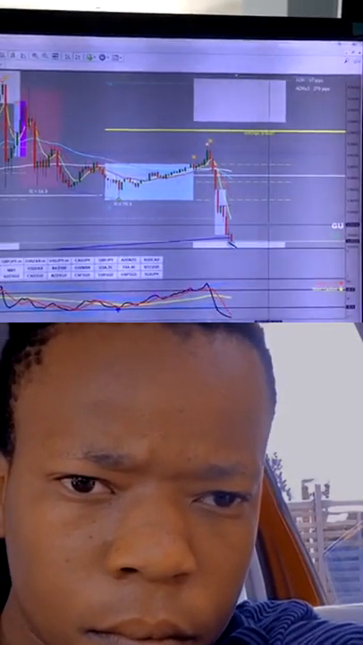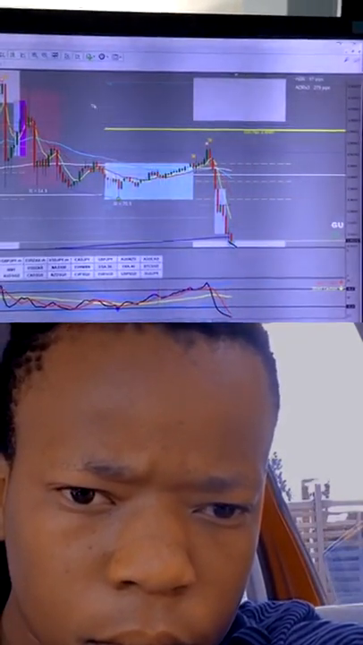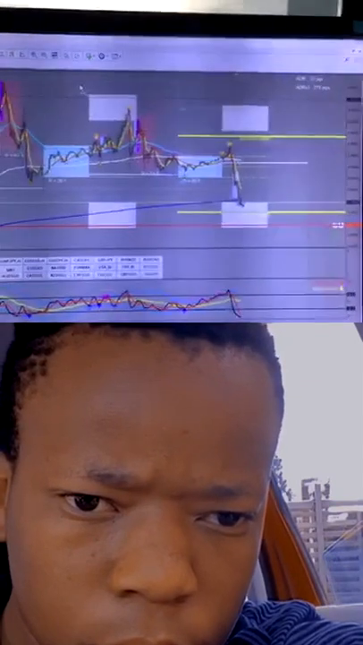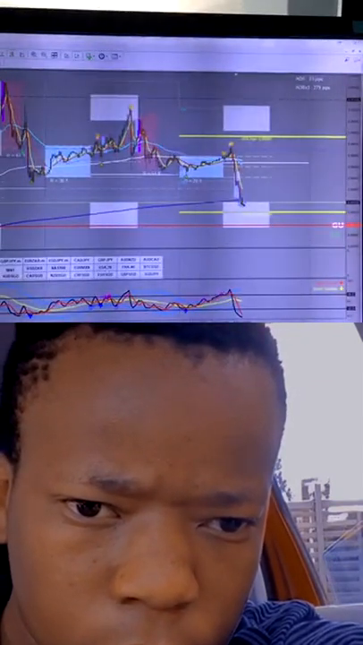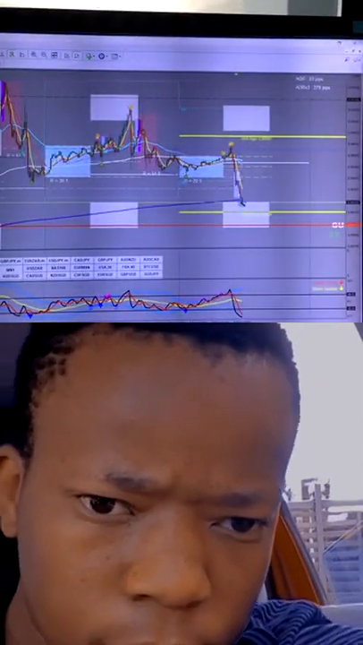The way I trade is based on specific times. I don't just trade at any given time. I trade when the market opens. When London opens, I look for entries.